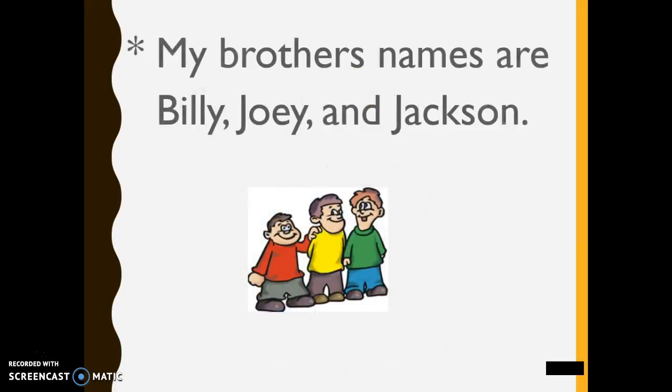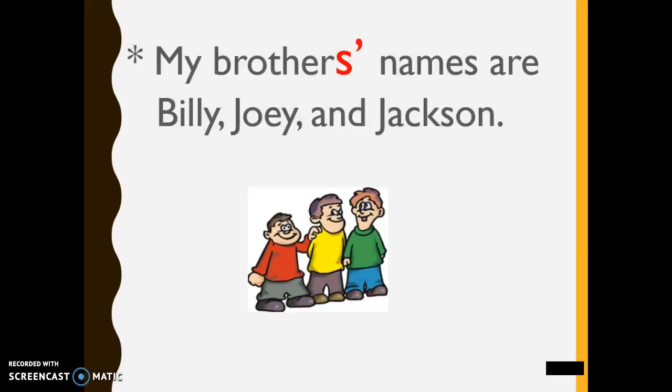Sentence number 4. My brothers' names are Billy, Joey, and Jackson. Please pause the video at this time to find the correct possessive noun and insert the apostrophe. The possessive noun in this sentence is brothers, and the apostrophe goes after the S because there are more than one brother.